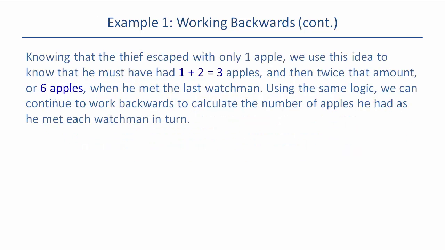Well, he started with 1, so give him those 2 back. Now he has 3. Double it. Now he has 6. So that means he had 6 apples when he came to the last watchman. And if you now think about running the video forward, he has 6. He walks up to the watchman. Oh, I got to give you half. Here's 3. Now I'm left with 3. I got to give you 2 more. Now I have 1. Yeah, he left with 1. That works, right? We just checked our answer as we went.